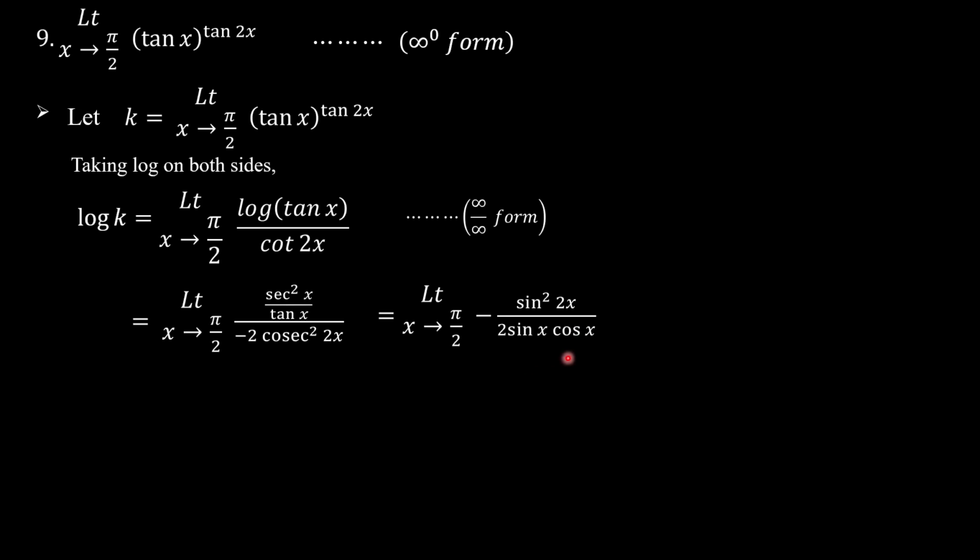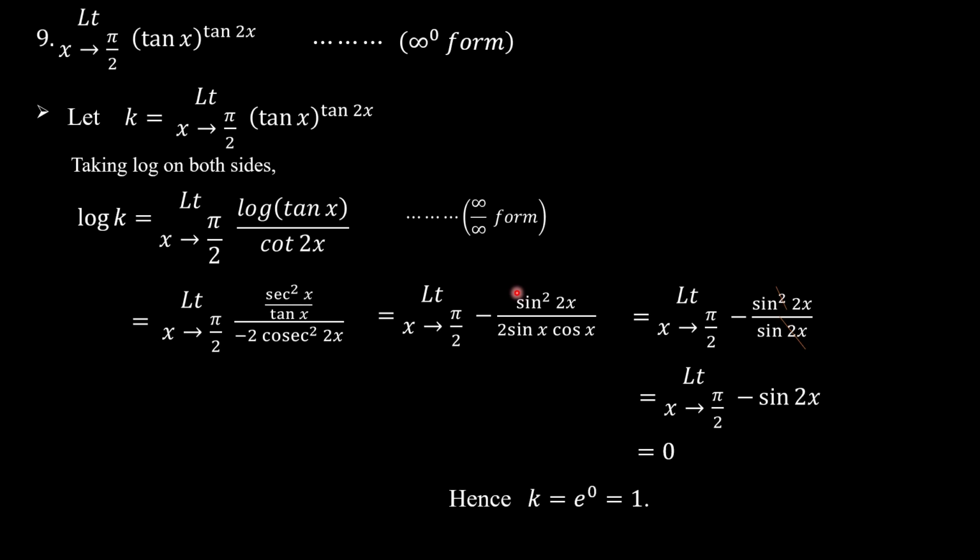But 2 sin x into cos x is sin 2x. Therefore, log k is equal to limit x tending to pi by 2 of minus sin square 2x by sin 2x, which is equal to limit x tending to pi by 2 of minus sin 2x. Therefore, after applying the limit, you will get log k is equal to 0, or k is equal to e to the power 0, which is equal to 1.